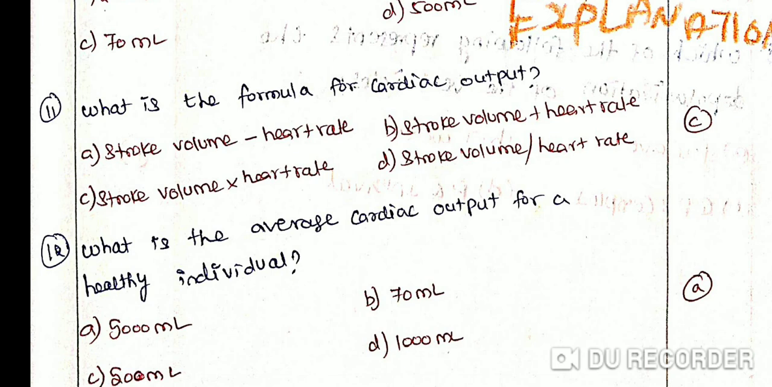What is the formula of cardiac output? Option A, stroke volume minus heart rate. Option B, stroke volume plus heart rate. Option C, stroke volume into heart rate. Option D, stroke volume divided by heart rate. The correct answer is option C, stroke volume into heart rate. Cardiac output is the product of the stroke volume and the heart rate. It is the total amount of blood pumped by each ventricle per minute. The average cardiac output of a healthy adult is 5000 ml.